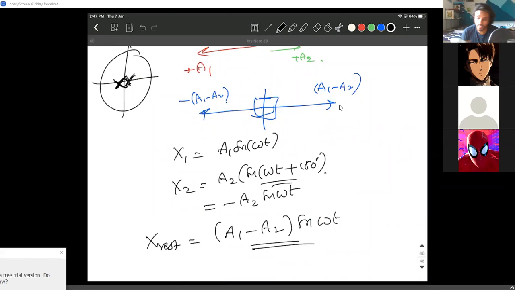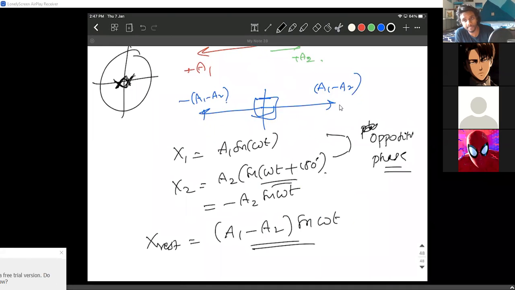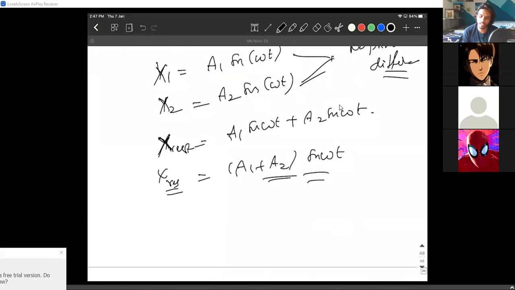Okay guys, so this is where we say the two motions are opposite in phase. Whenever they are opposite in phase, the resultant amplitude will be A1 minus A2. When they are in the same phase, the resultant amplitude will be A1 plus A2. Now, if they're in the same phase, it's easy. If they're in the opposite phase, it's also easy. What if they have some phase difference?